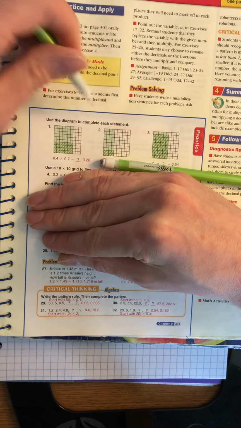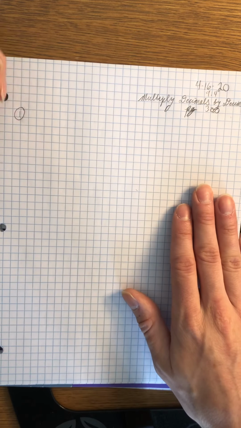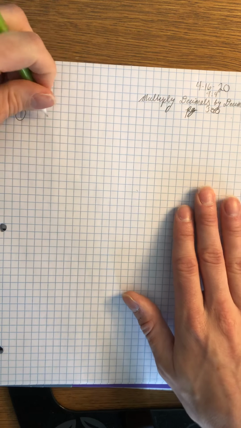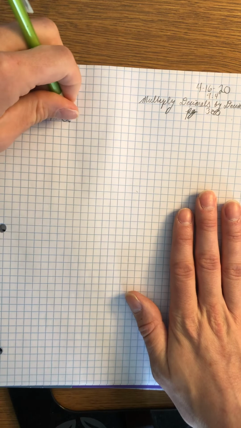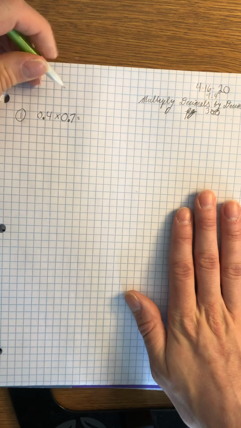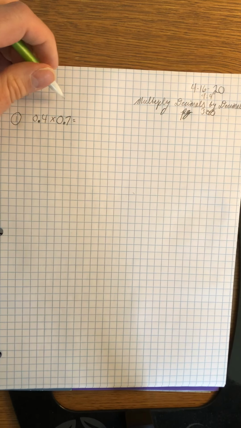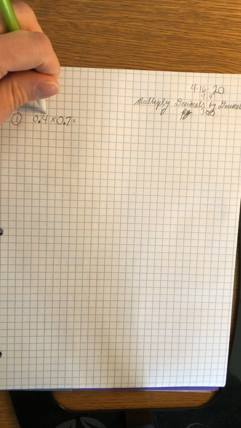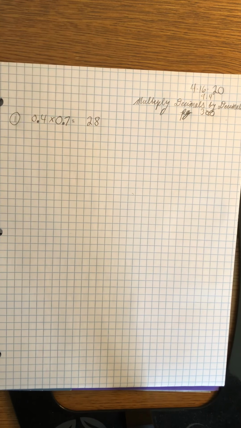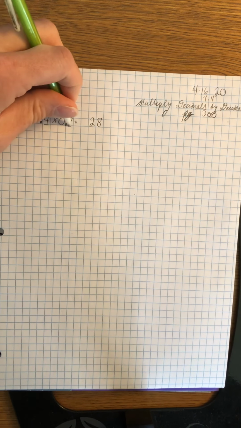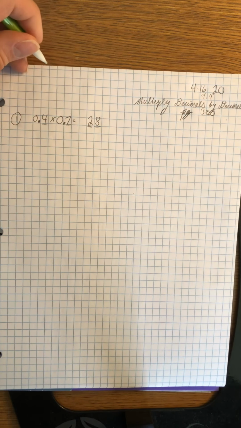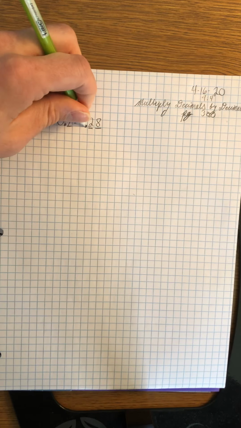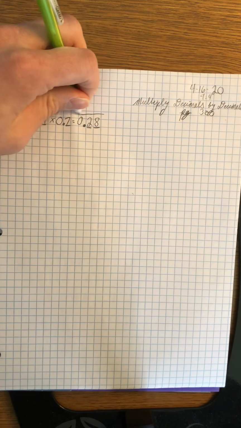Keep looking at this in your textbook as we do the next couple of these on paper. All right, so that would be 4/10 times 7/10 equals 28 hundredths. The reason that works, according to what we've already learned, is that 4 times 7 is 28. In your two factors, you have 2 digits to the right of the decimals, so your answer needs to have 2 digits to the right of the decimals. So your decimal needs to go there, and that would be 28 hundredths.